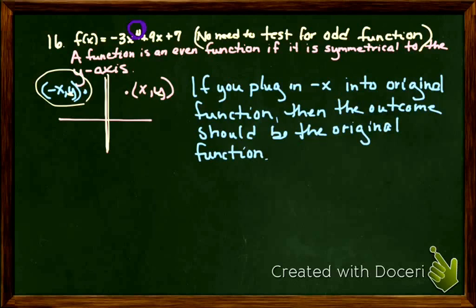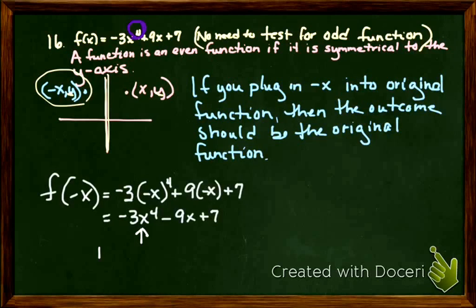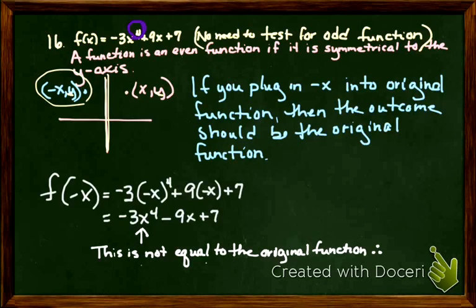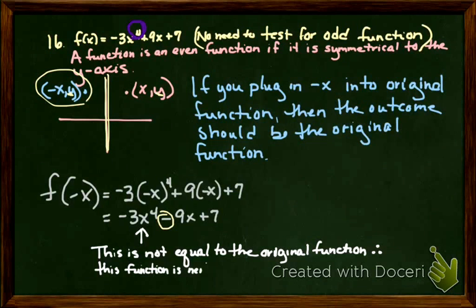They're both positive. All right, so let's do the test. As I plug in negative x and then reevaluate, I notice that I did not wind up with the same equation as I started with. It's pretty close, but this right here was the disqualifier because in the original function it was a positive. Therefore, this function is neither even nor odd.